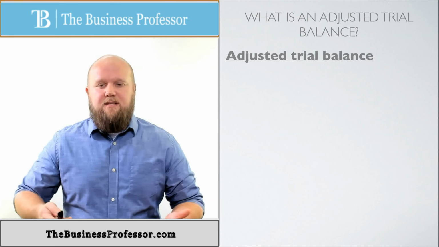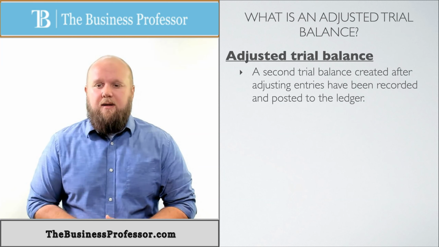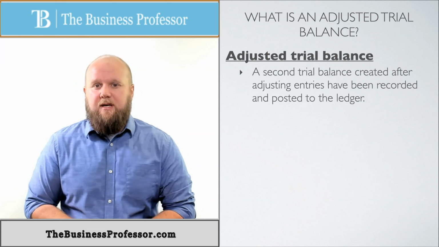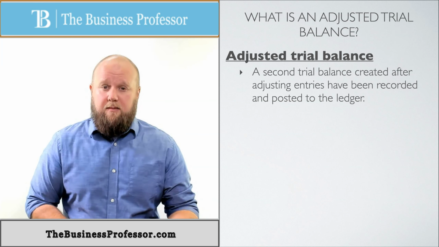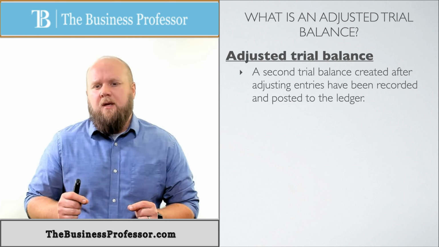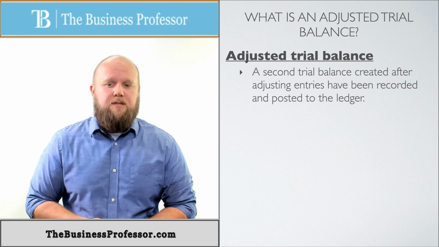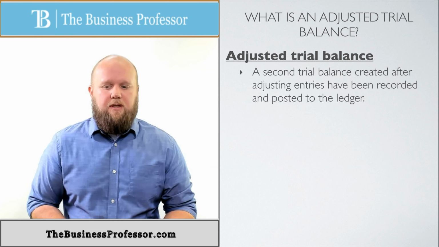And so again, this is the same thing that we've been doing. This is the second trial balance that we've done, but this is done after the adjustments to make sure our adjusting journal entries worked with the accounting cycle, that our debits and our credits are equal and stuff like that. So this is the second trial balance created after the adjusting entries have been recorded and posted to the ledger.